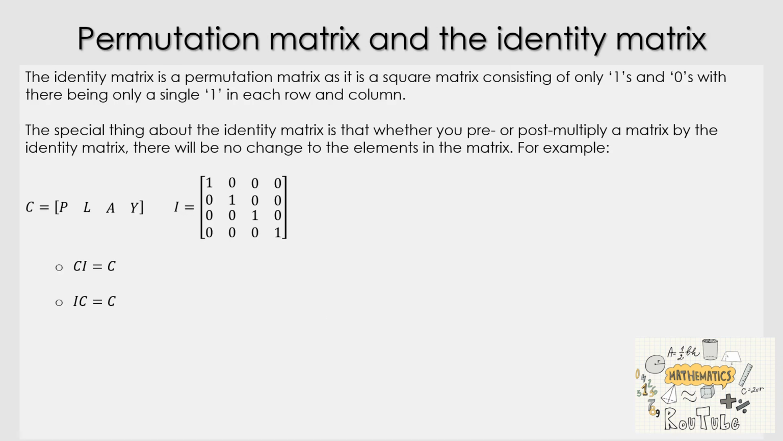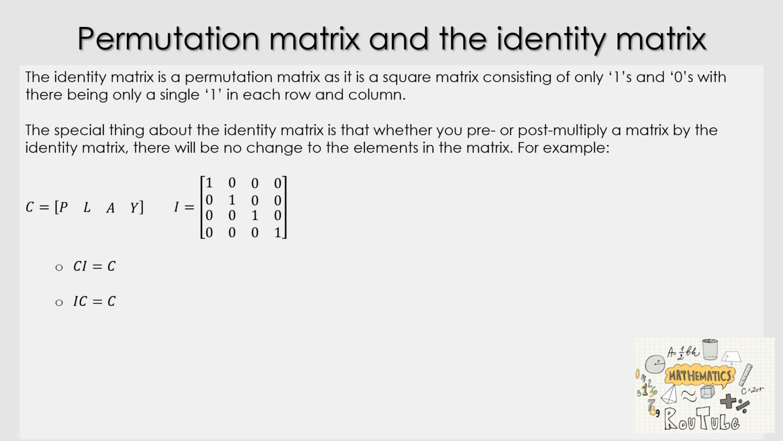So the last part of the video is just to sort of see the relationship or the association between a permutation matrix and the identity matrix. So if you don't have sort of an in-depth understanding about the identity matrix, feel free to check out my video on the identity matrix, because this part of the video won't make a lot of sense to you if you don't have that base understanding about what the identity matrix is.